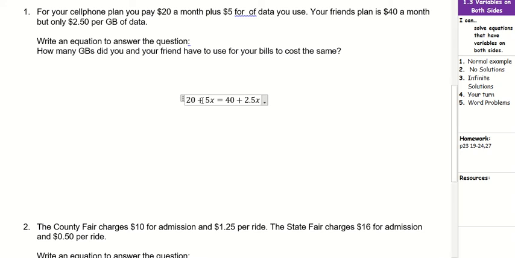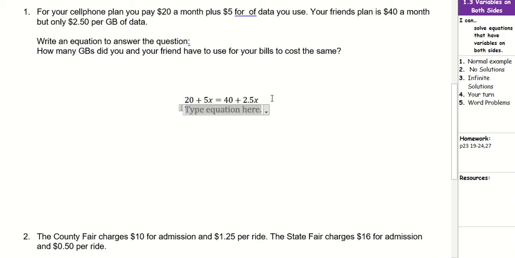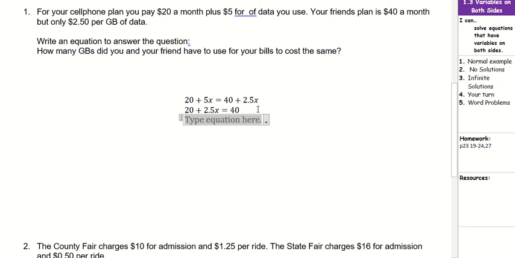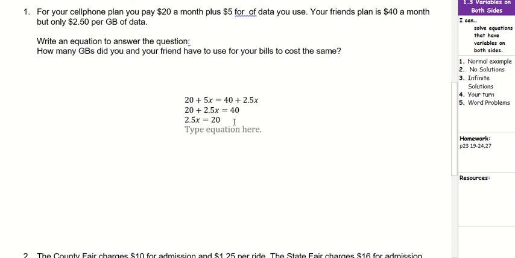Now we're going to compare the two. We want to know what amount of gigabyte, how many gigabytes make these the same. So I want my variables all to be on the left, so I'm going to subtract 2.5x from each side. Then I want all of my constants on the other side, so I'm going to subtract 20 from both sides to get 2.5x equals 20, because 40 minus 20 is 20. Then I'm going to divide both sides by 2.5.